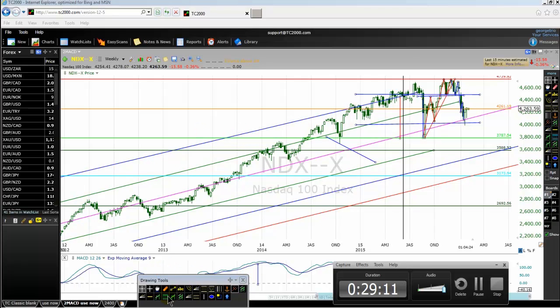So if I want to clarify that quickly, you can see the green channel that was in place, and the price went above it, so we have to project that channel to the upside. We project the channel and draw a line parallel to the first channel. So this is the median line of our projected channel, projected to the upside because the price went above the green channel. And this blue line here is the median line of our new channel.